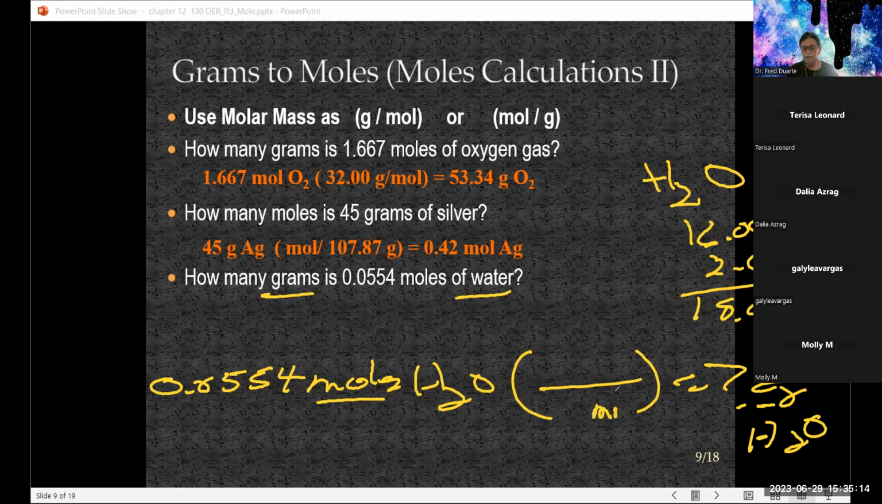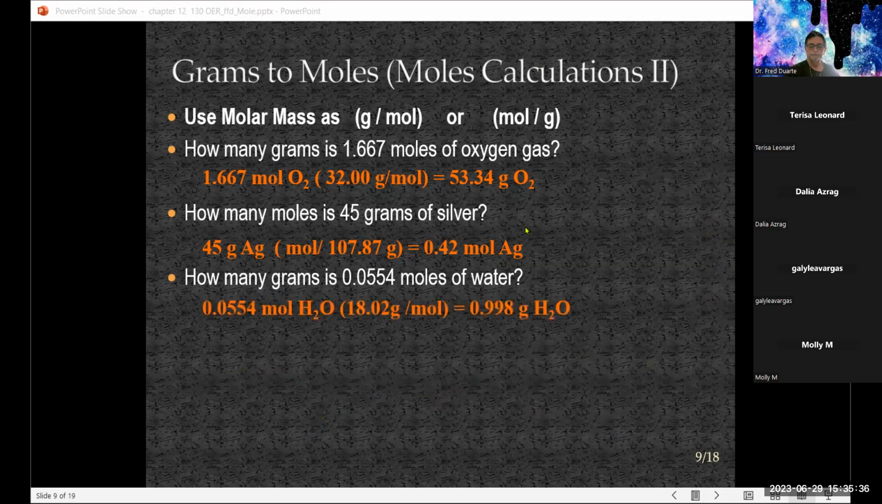It has to be with moles in the denominator and grams in the numerator, because we want the moles to cancel. 18.02 is our molar mass for water. And simply now you do the math. Let me clear my mess and bring the other one in. So therefore 0.055 moles of water is equal to 0.9984 grams.